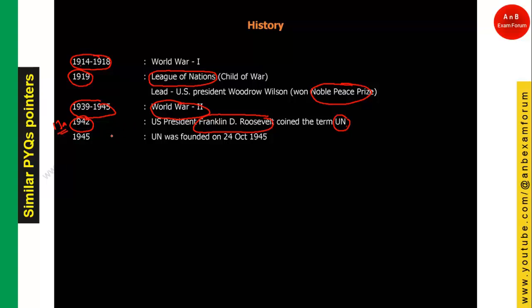And the very important year is 1945, just after World War II, when the United Nations Charter came into picture. That means the United Nations was officially founded, and as we have seen, it was founded on 24th October 1945. So the child of war is known as the League of Nations. It is not the United Nations.